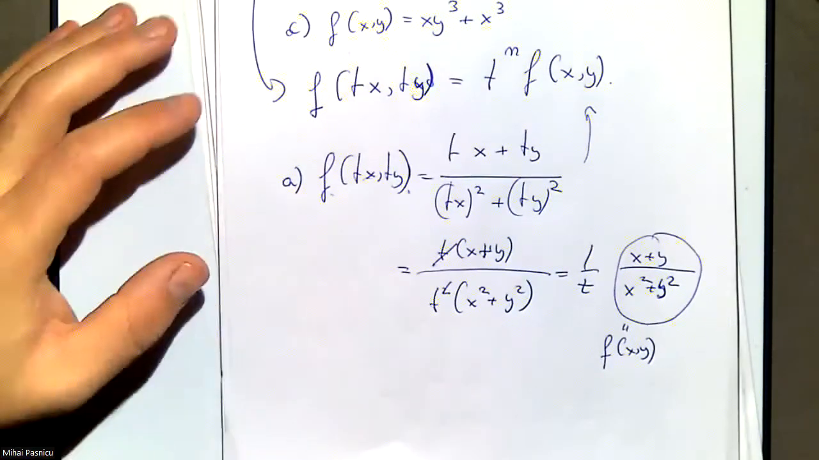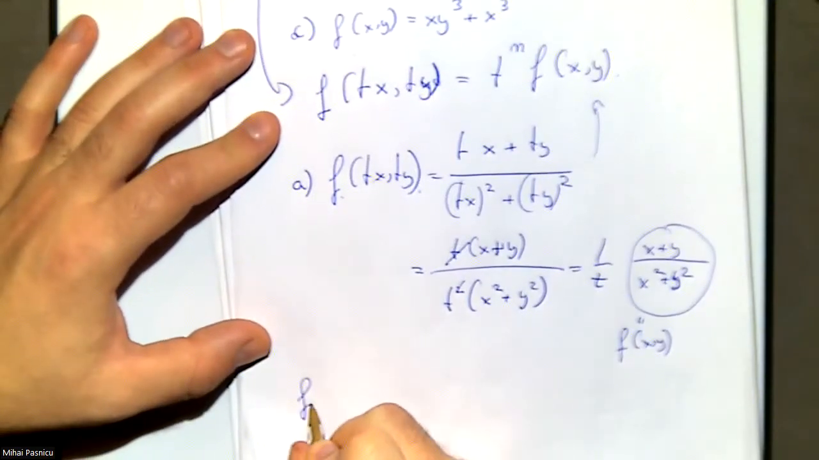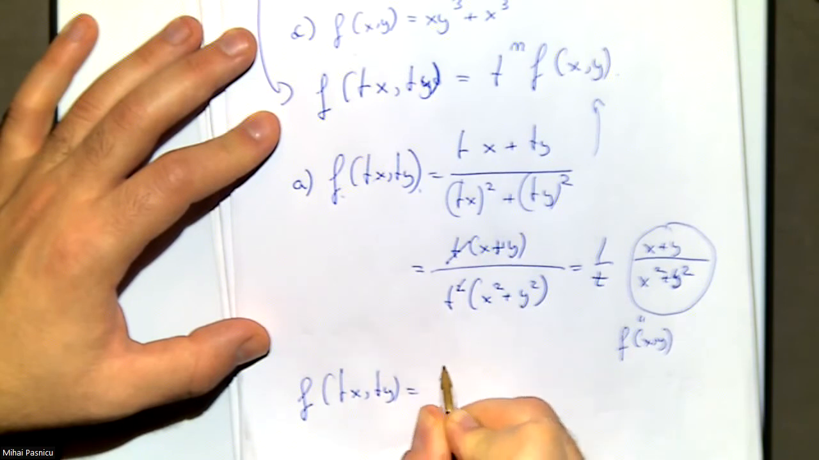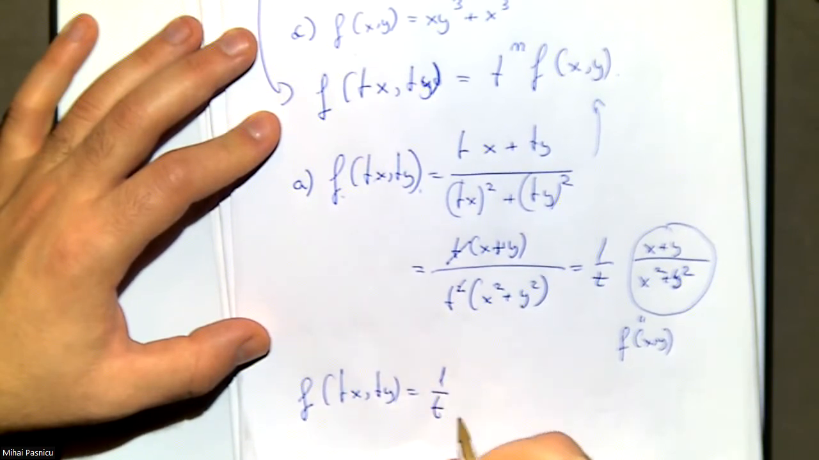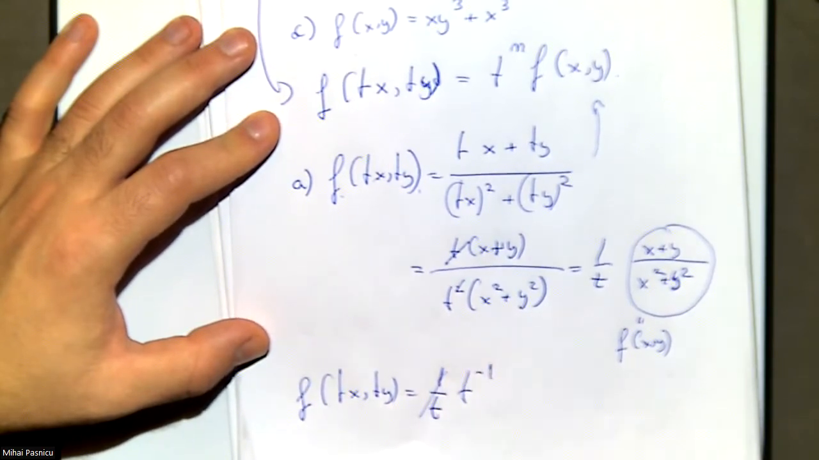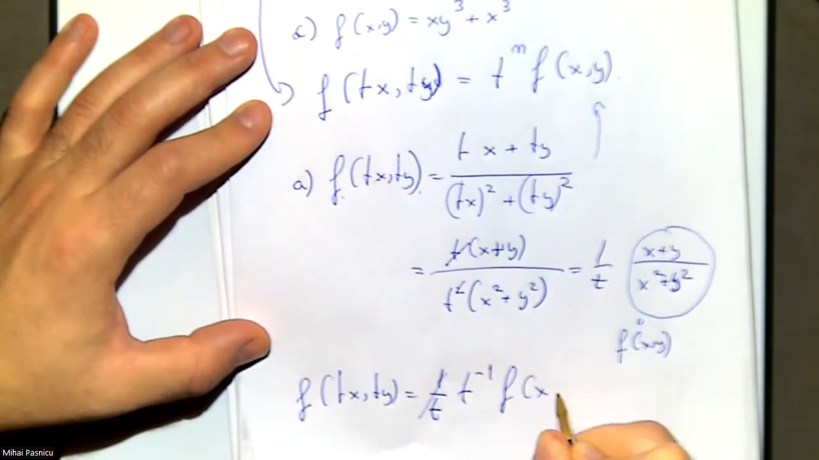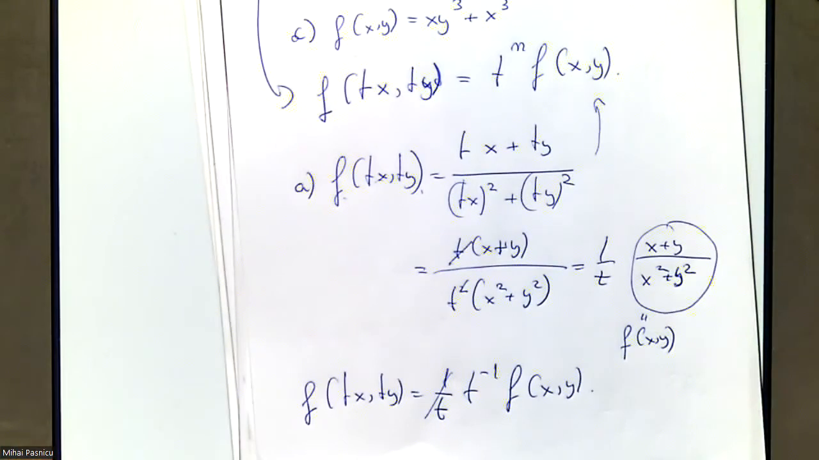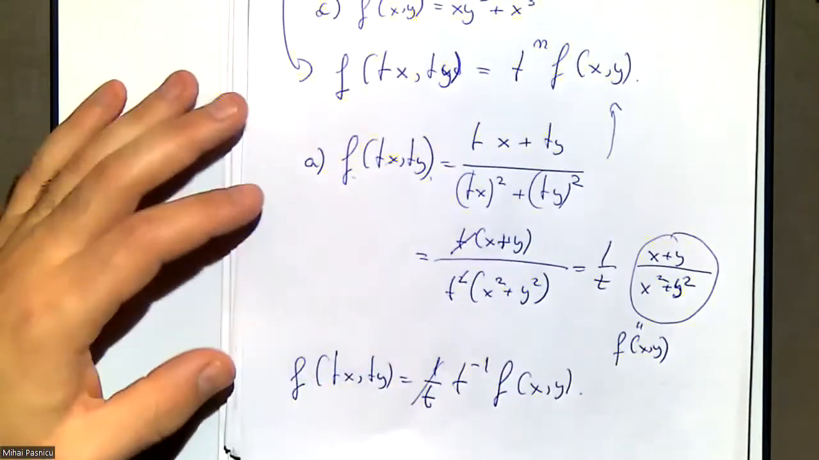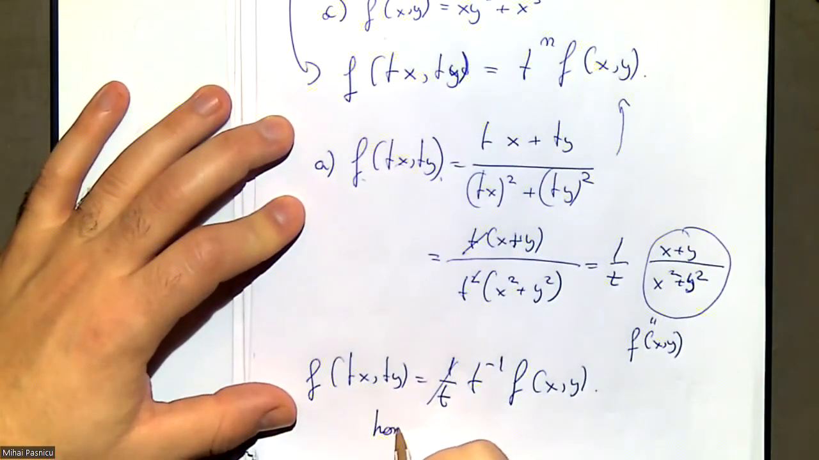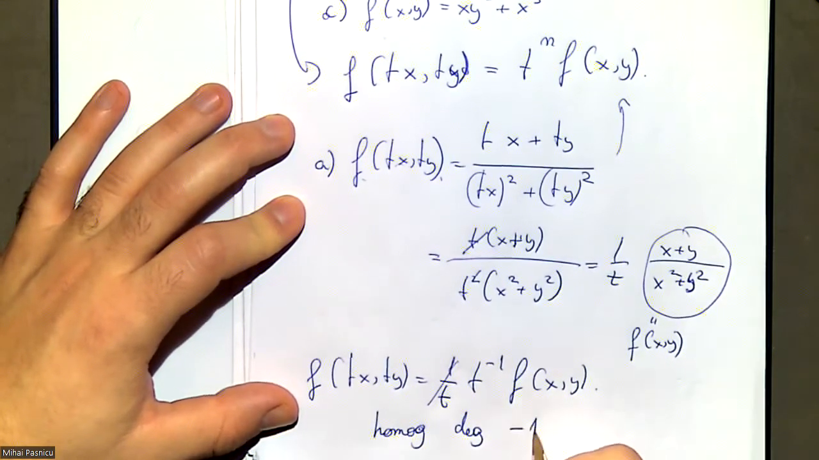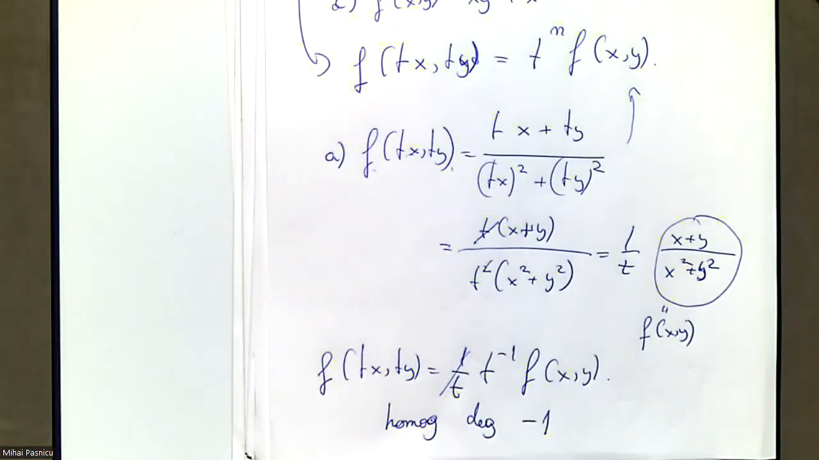So just rewriting what I did, this is just f of tx, ty is equal to 1 over t, or t to the minus 1 if you want to make it look exactly like the definition, times this. So this by definition is homogeneous of degree minus 1. You know, it can be negative.